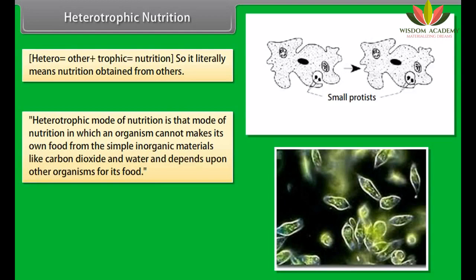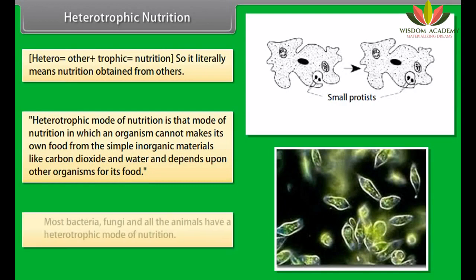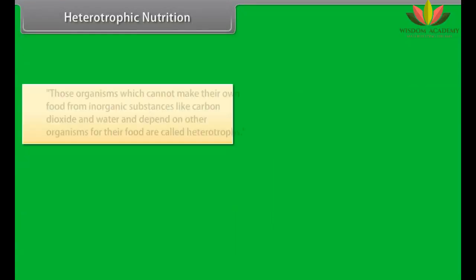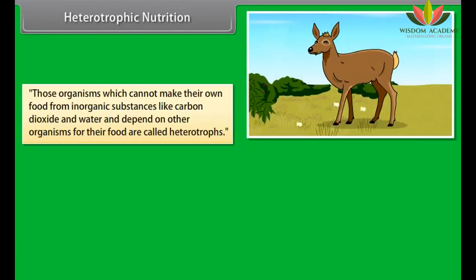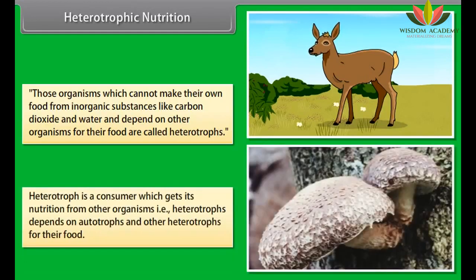Heterotrophic nutrition. Hetero means other, trophic means nutrition. So it literally means nutrition obtained from others. A heterotrophic mode of nutrition is that mode of nutrition in which an organism cannot make its own food from simple inorganic materials like carbon dioxide and water and depends upon other organisms for its food. Most bacteria, fungi and all the animals have a heterotrophic mode of nutrition.